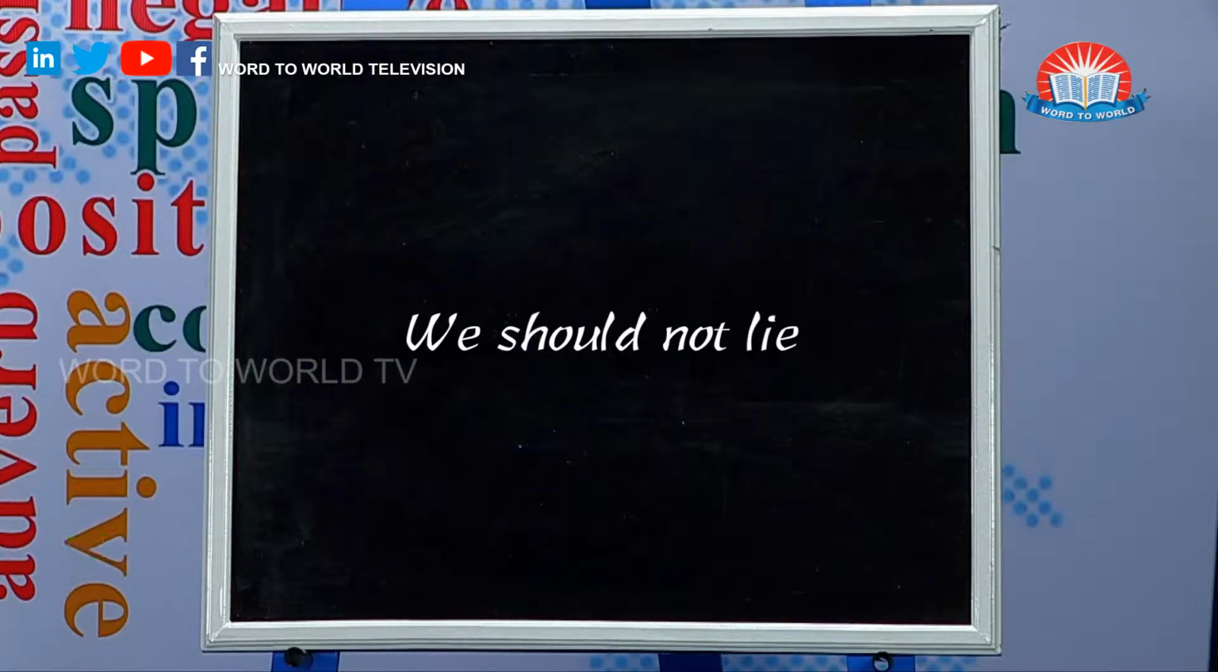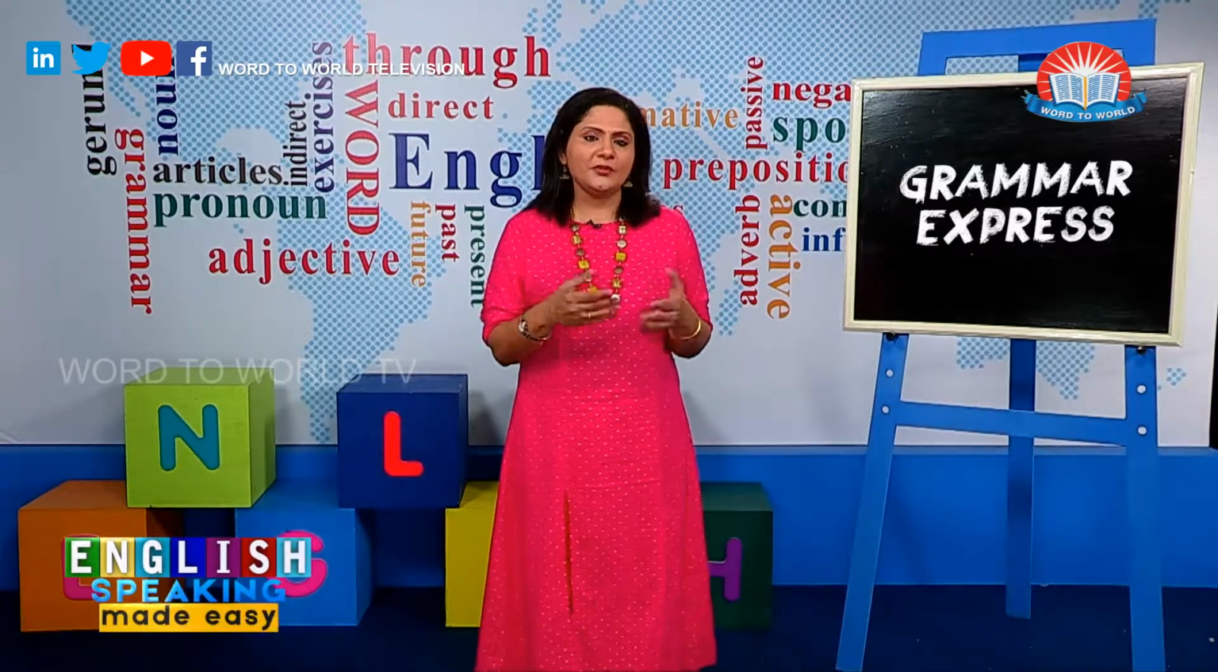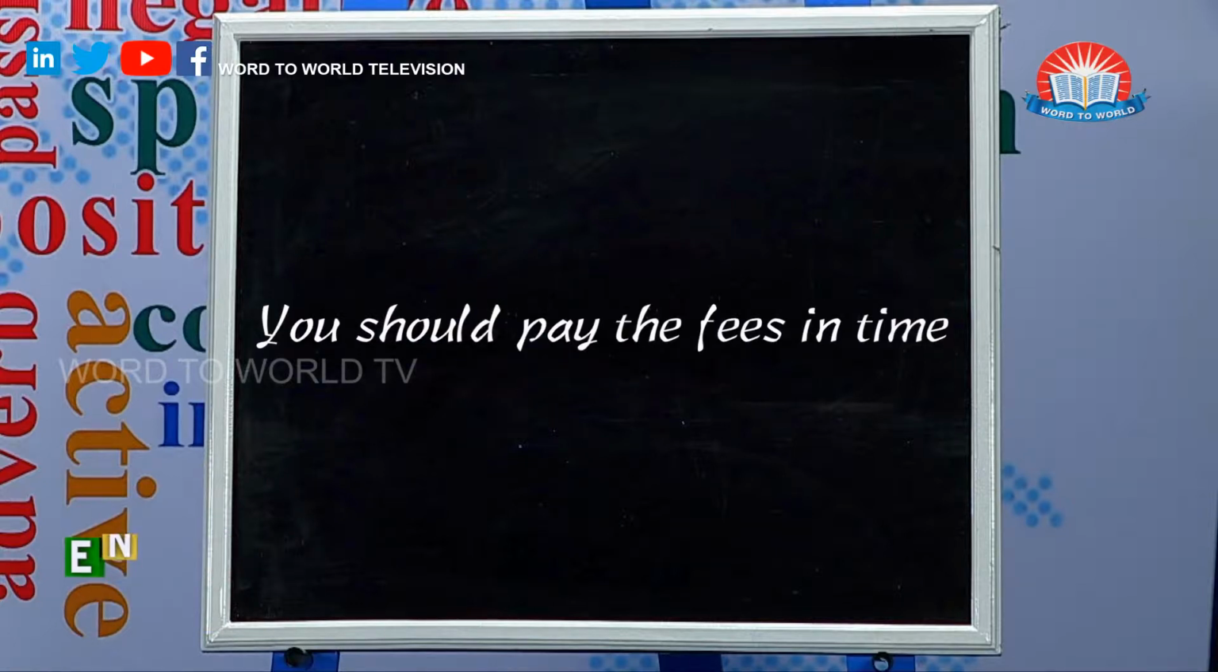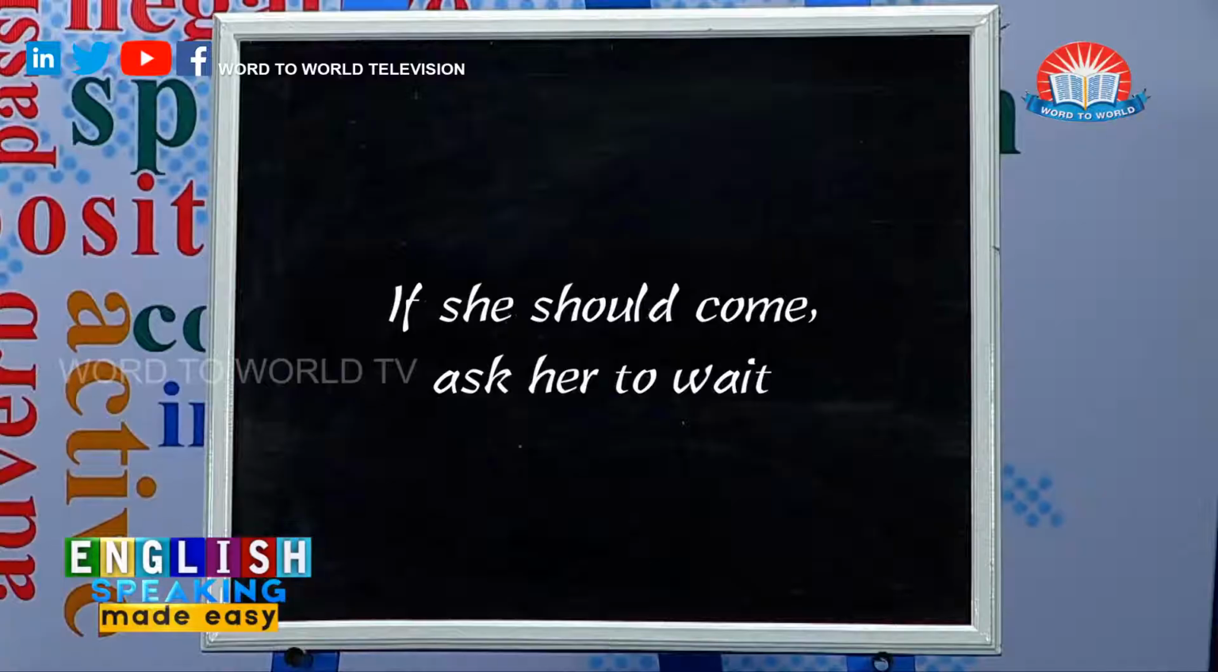We should not lie. It's not like he's imposing it upon you, but it's a suggestion. We should not lie. We should all work for the common good. You should pay the fees in time. See, in all these circumstances, it's like someone is giving you advice. It's good, it's nice. Now, we can also use should in conditional clauses. Here, when you're using it in a conditional clause, it expresses possibility and suppositions. For example, you use it like this: if she should come, ask her to wait.